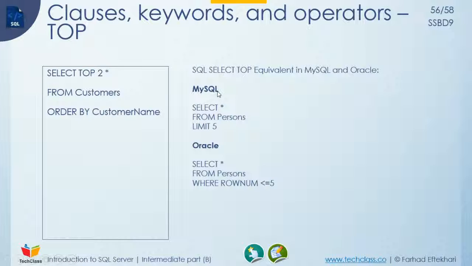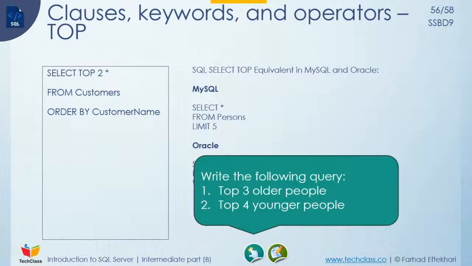And also in MySQL, we have to mention at the end of this query LIMIT and the number that we're looking for. And for Oracle database, ROWNUM less than or equal to 5. So this is the difference between using TOP in MS SQL, MySQL and Oracle. Also make sure to use this TOP keyword on your queries and your sample tables so you understand how they work.